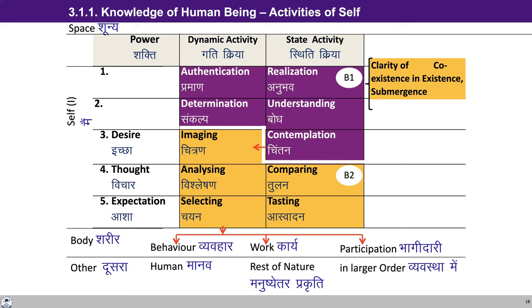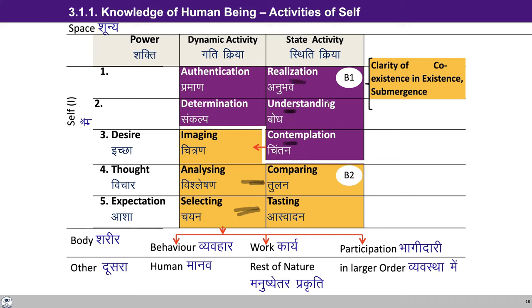So this is how the self observes the reality. Now at the level of analyzing and comparing, the self is able to see the property. And at the level of selecting and testing, the self is able to see the form. And seeing the natural characteristic requires activation of contemplation. Similarly, seeing of harmony, innateness requires activation of understanding. And seeing the coexistence requires activation of realization, awakening to realization.